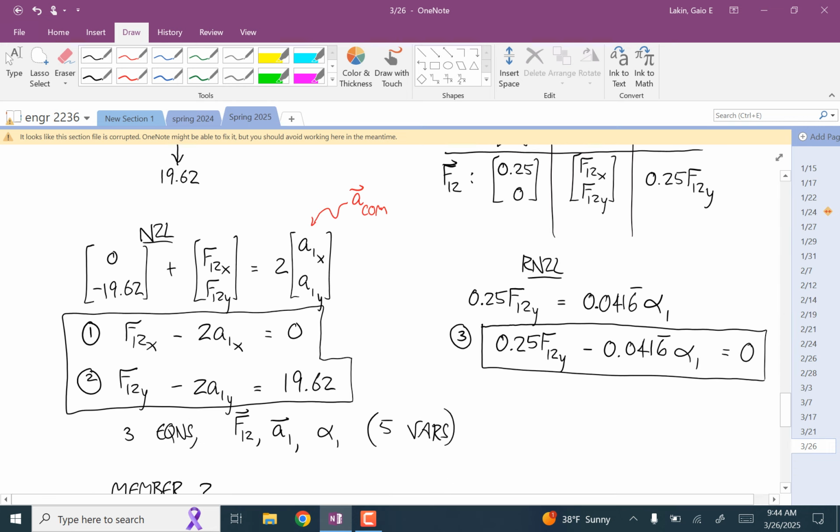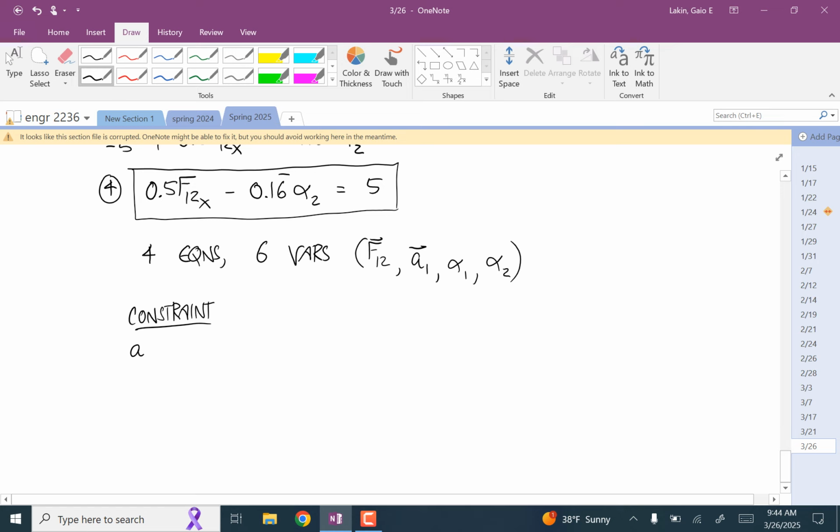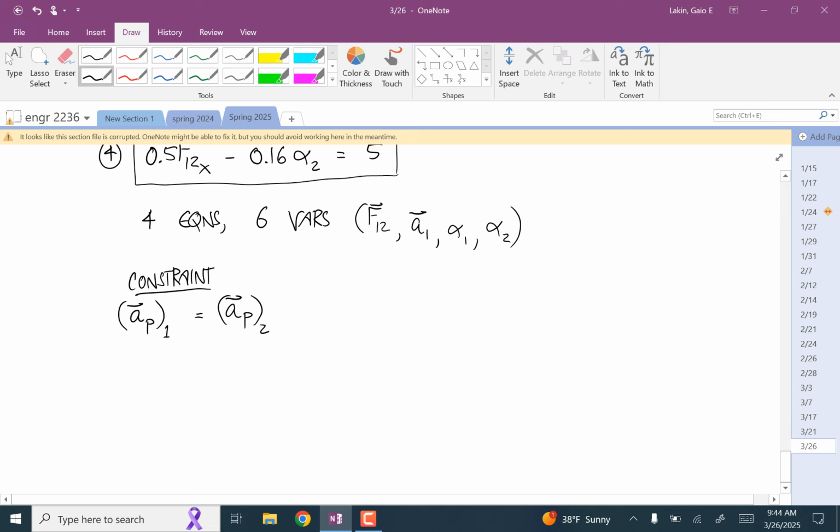And my constraint is going to say the acceleration at P according to member 1 has to be equal to my acceleration at P according to member 2. Okay, so let me start with member 1.